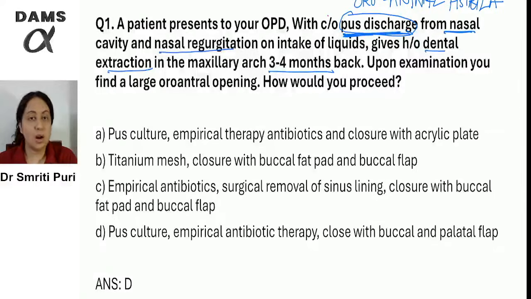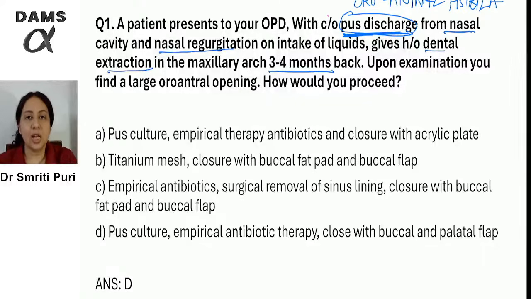So now let's look at our options. Option A is pus culture, empirical therapy, antibiotics, and closure with acrylic plate. B, titanium mesh, closure with buccal fat pad and buccal flap. C, empirical antibiotics, surgical removal of sinus lining, closure with buccal fat pad and buccal flap. D is pus culture and empirical antibiotics, close with buccal and palatal flap.